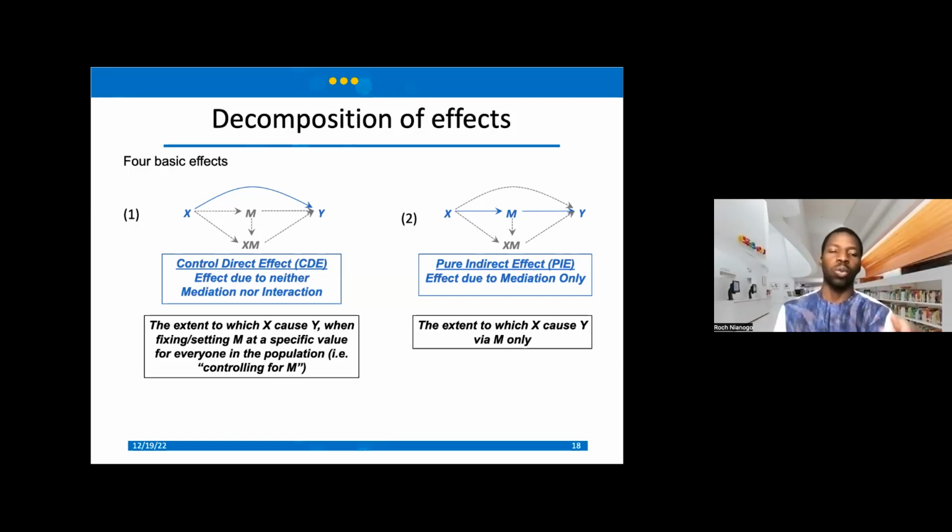So in other words, this is the extent to which X causes Y when we make the mediator constant. Basically, we set psychological resilience to be the same for everyone in the population, right? That's another way of fixing, setting, or making constant the mediator. And that's how we can calculate this quantity. You can see how that can have some interesting properties.